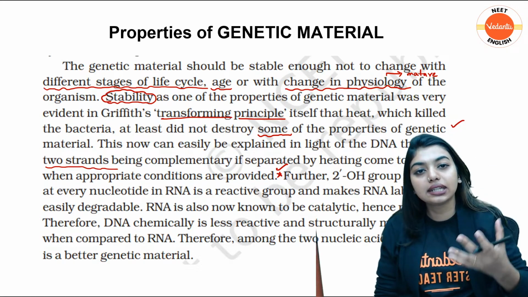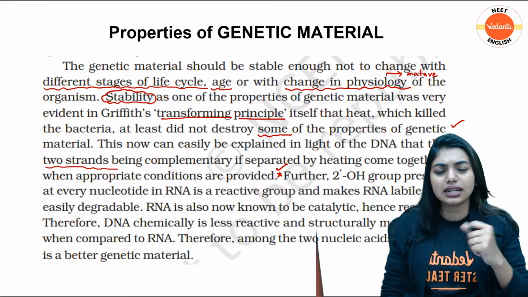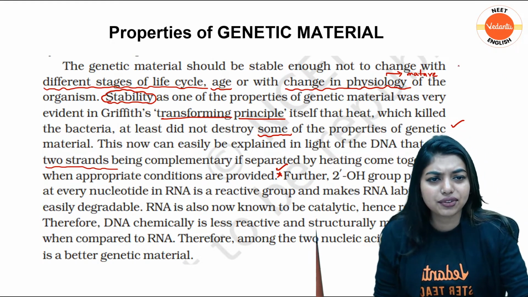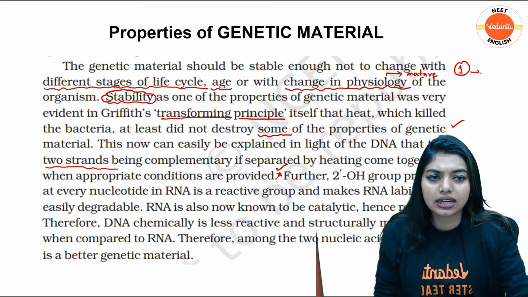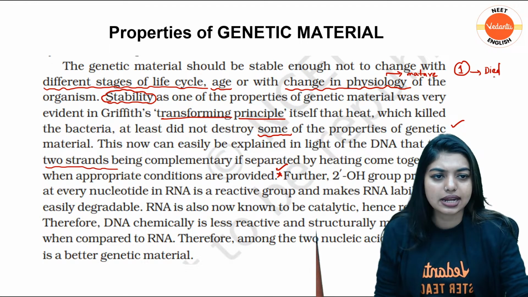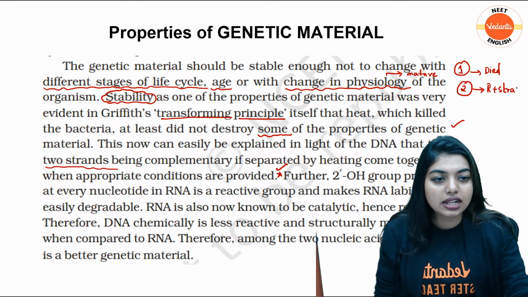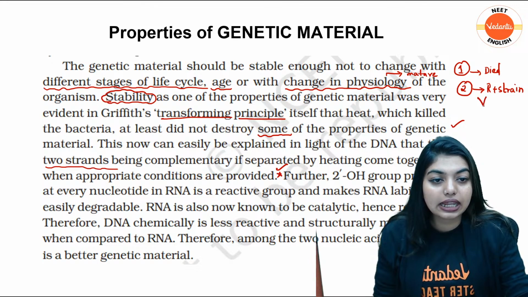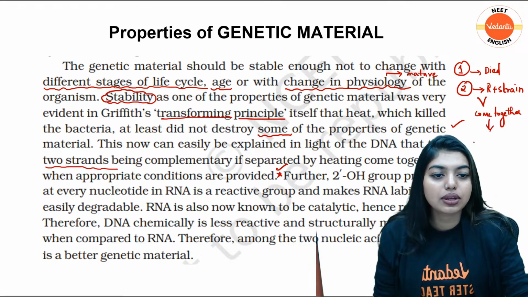When I heat kill the S strain, at the first instant, the heat-killed S strain killed the mice. The mice died. But at the second instant, when I gave some more time with the help of the R strain, what happened? The two strands which got separated during the heat came together, and that coming together caused the mice to die.